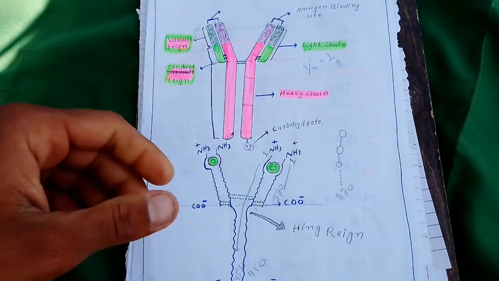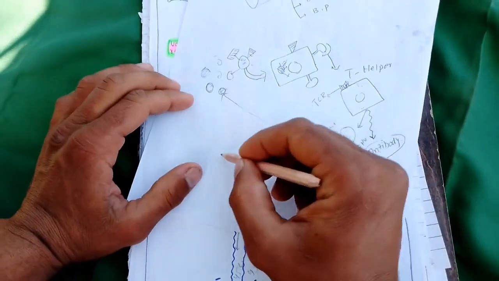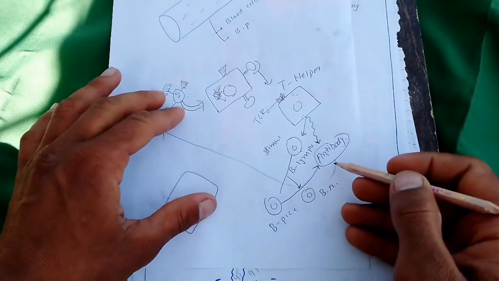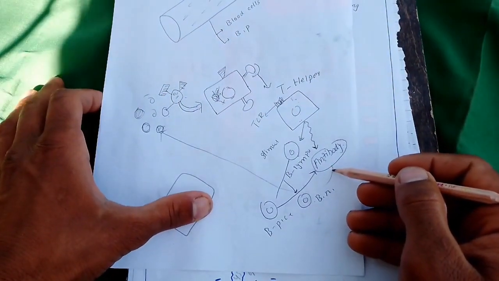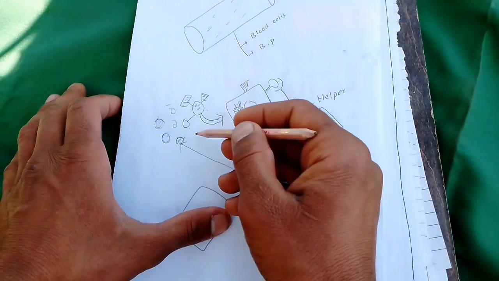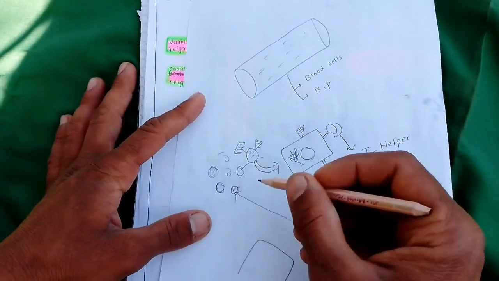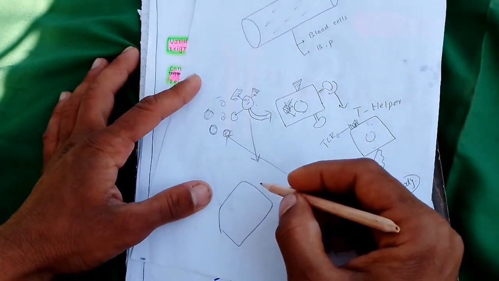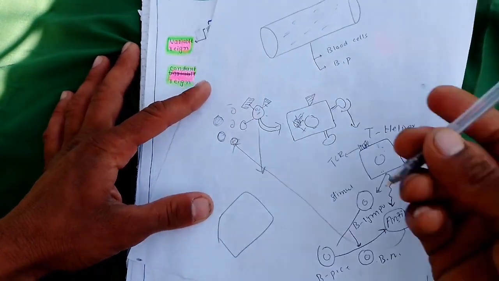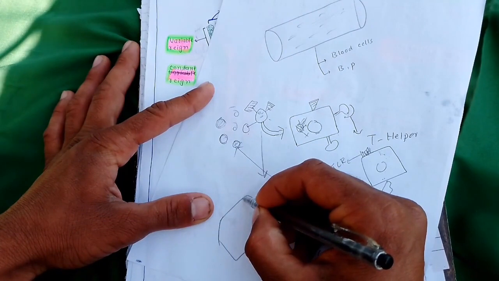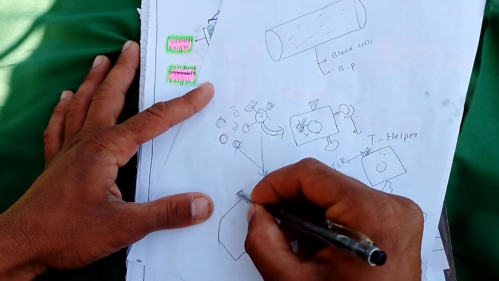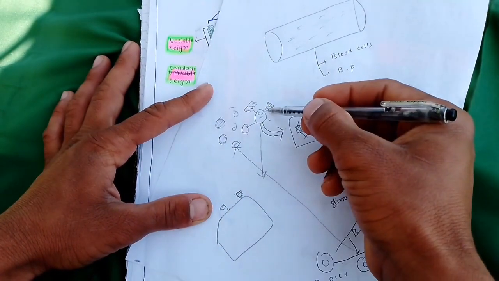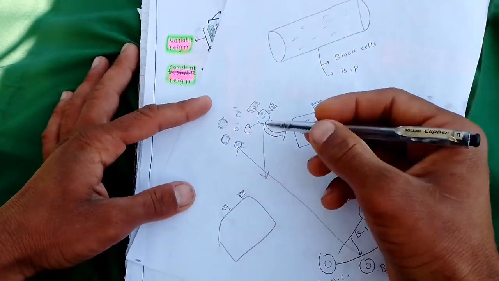Okay, this is a bacteria. The antibody is formed from the previous concept. Then the antibody comes and attaches to this bacteria. I will enlarge this. This is a bacteria which has antigen 1 and antigen 2, and it is attacked by the antibody.